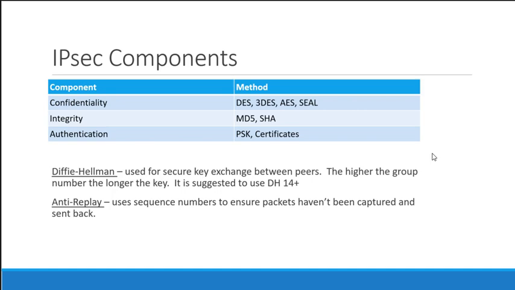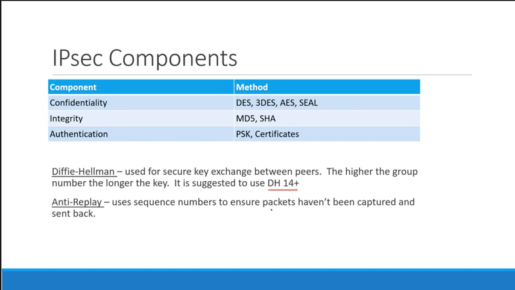So although we have group numbers under 14, we suggest that we use group numbers 14 or greater. Specifically, DH group 1 is 768 bits, group 2 is 1024, group 5 is 1536, group 14 is 2048 bits, and so on. So specifically, we're saying, let's now stay away from groups 1, 2, and 5, and at the very minimum, use DH group 14. And if you can use higher, great.